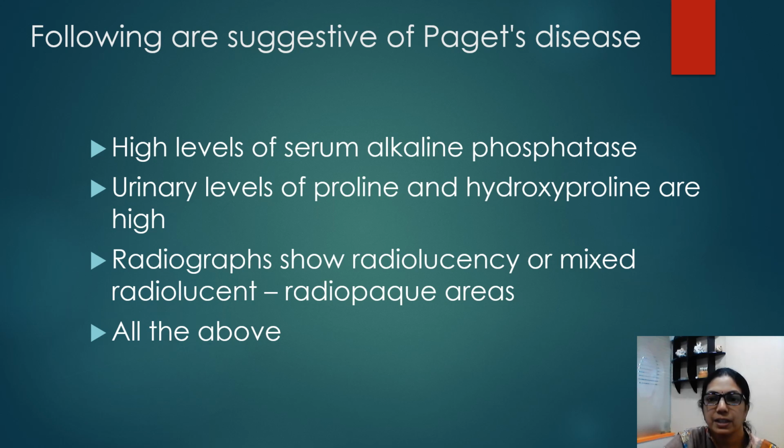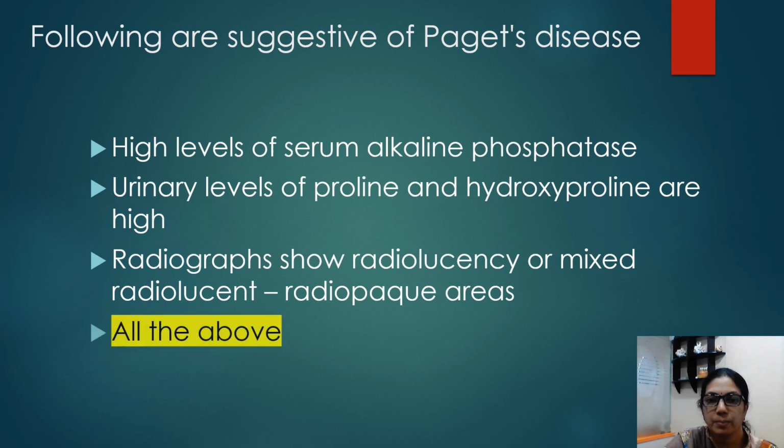Following are suggestive of Paget's disease. High levels of serum alkaline phosphatase is present in Paget's disease, or urinary levels of proline and hydroxyproline are increased, or radiographs show radiolucency, or mixed appearance, that is radiolucent and radio-opaque areas will be seen in Paget's disease. Which of this is correct? Or all this will appear? The answer is all the above. Means in Paget's disease we are going to see high levels of serum alkaline phosphatase and also high urinary levels of proline and hydroxyproline, and radiographically it may be radiolucent or mixed appearance.